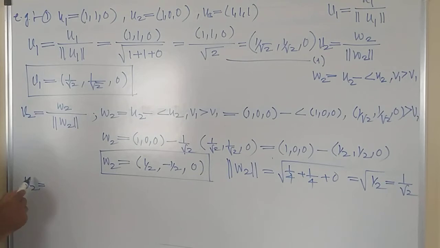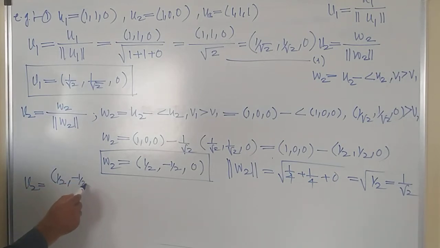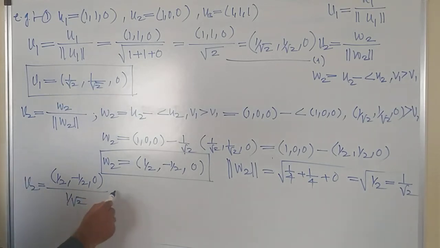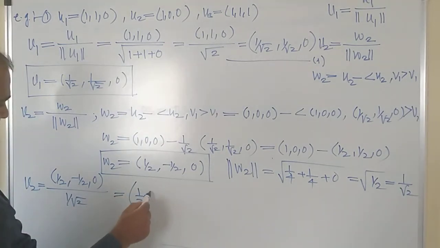Now use this for the v2 vector. Vector v2 will be equal to w2 divided by the norm of the vector. w2 is (half, minus half, 0), and the norm of the vector is 1 by root 2. So you got the v2 vector. I can simplify this, and half into root 2 I can write as root 2 by 2. So let me write it in a simplified way.